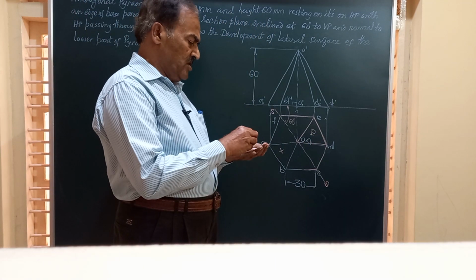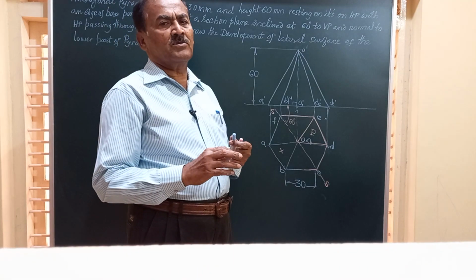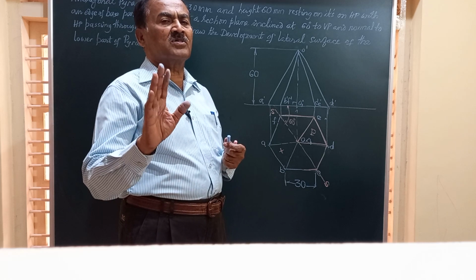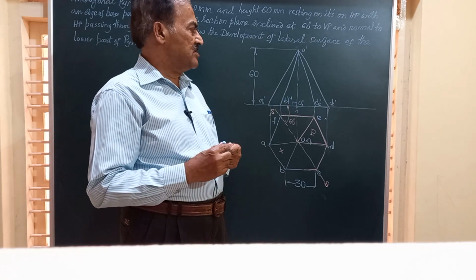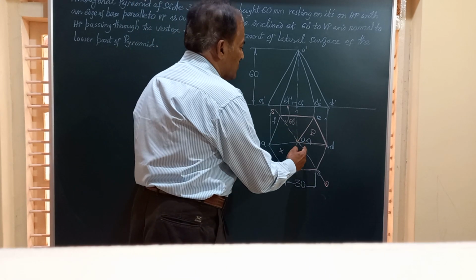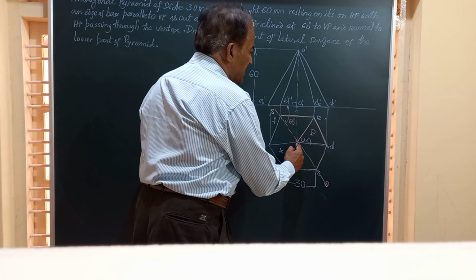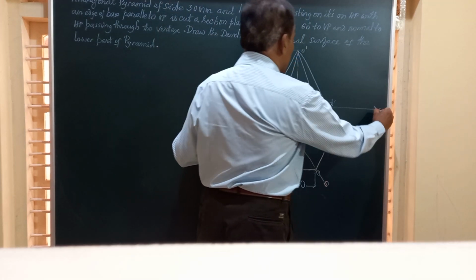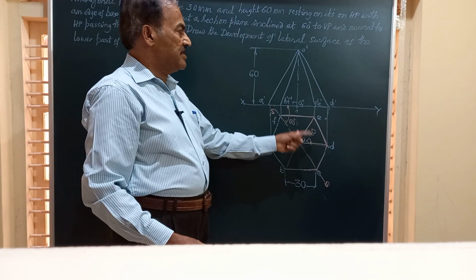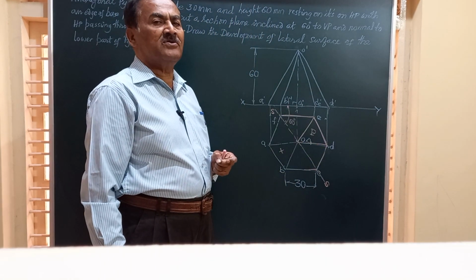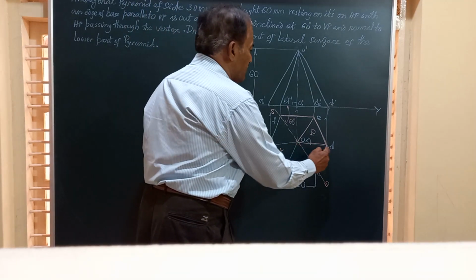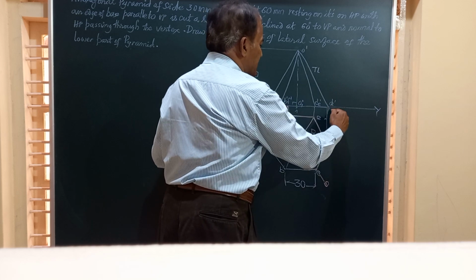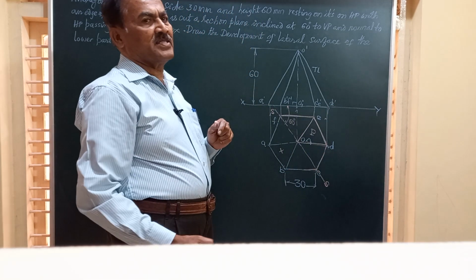Now, to draw the development of the pyramid, as per the simple guidelines, we should have the true length of all the slant edges in case of pyramids. Friends, if you observe the top view, this slant edge OD is parallel to XY. So whenever a line is parallel to VP, its corresponding front view will give the true length. So OD is parallel to VP, and hence this line O dash D dash will give you the true length of the line.